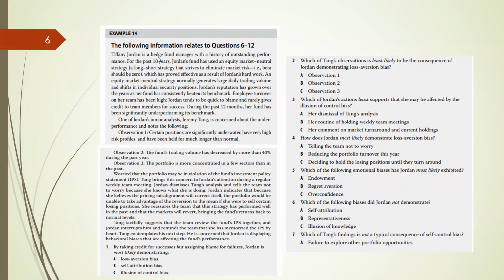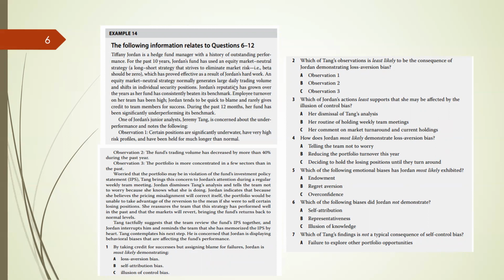Tiffany Jordan is a hedge fund manager with a history of outstanding performance. For the past 10 years, Jordan's fund has used an equity market neutral strategy. So that is beta equal to 0. That is a long-short strategy so that it is neutral with respect to market performance, or volatility, which has proved effective as a result of Jordan's hard work. So she has used this strategy for the past 10 years.